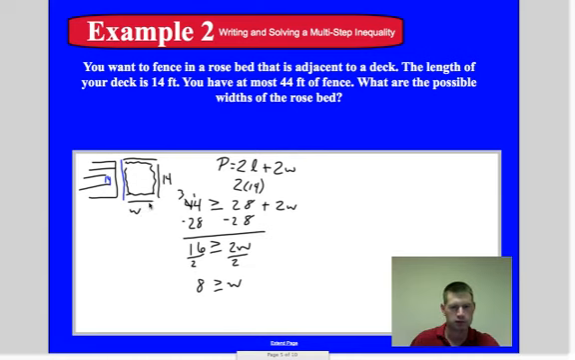So we can go all the way down to really 0 if we wanted to, but we probably would have a flower bed that's a little bigger than 0 in width. So we can go up to 8 feet on the width. That's what we can do. Other than that, we have to go below.